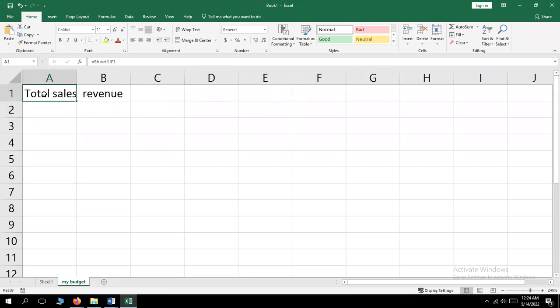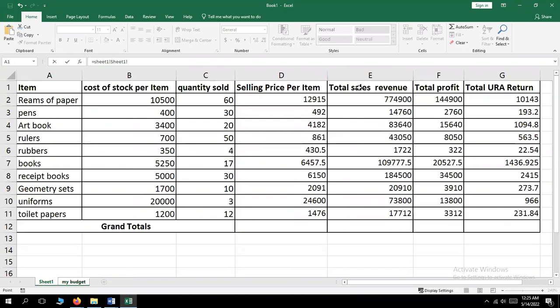Once again, let me repeat what I've done, for purposes of emphasis. I said you shall type equal sign, then type the worksheet name. For example, since this one is called sheet 1, I would just type sheet 1, then exclamation mark. Okay, exclamation mark. After typing the exclamation mark, we shall type the cell in that specific worksheet. For example, I would say exclamation mark and then which cell is it exactly? In this case, this is cell E1.